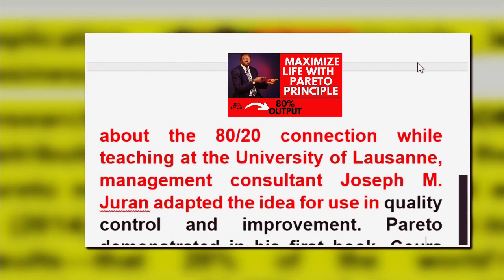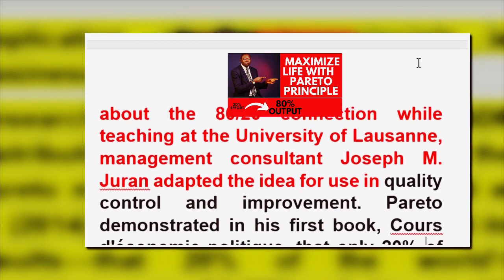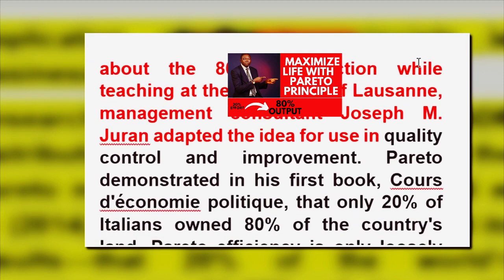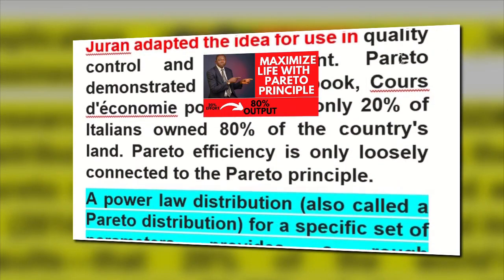While teaching at the University of Lausanne, management consultant Joseph M. Juran adapted the idea for use in quality control and improvement. Pareto demonstrated in his first book, Cours, politique, that only 20% of Italians owned 80% of the country's land. Pareto efficiency is only loosely connected to the Pareto principle.